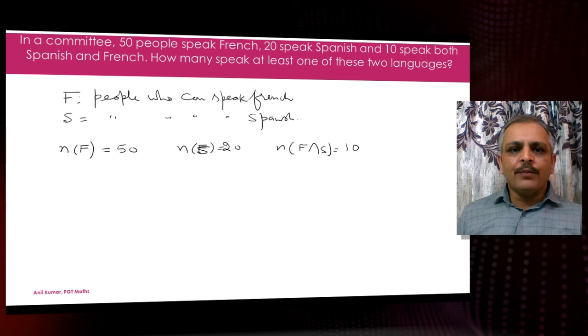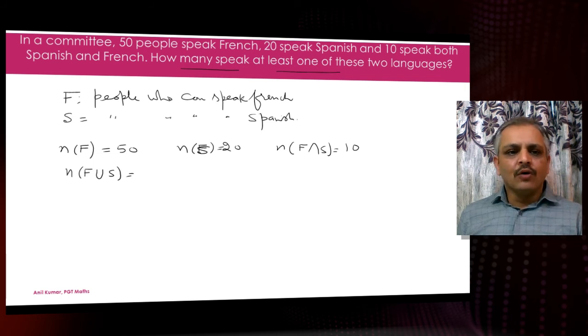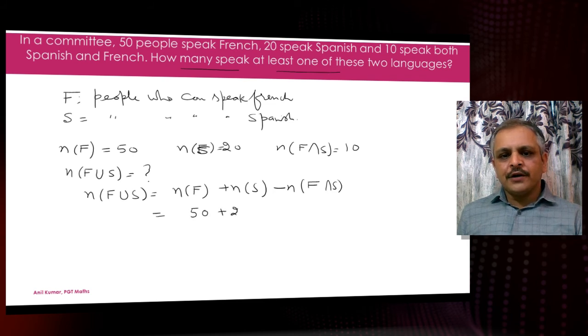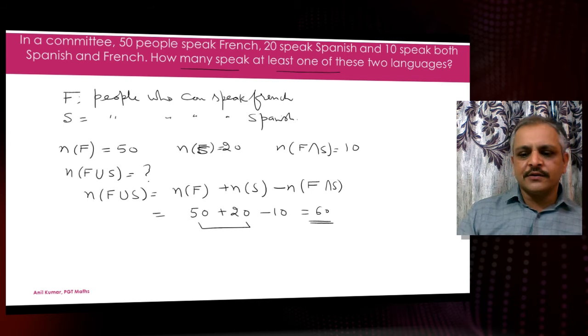And we have to find out how many can speak at least one of these languages. That means either French or Spanish. So union. And we know that number of people in F union S will be equal to number of people who can speak French plus number of people who can speak Spanish minus intersection of French and Spanish speaking people. So this we have to find out. Let's put the value 50 plus 20 minus 10. So 70 minus 10, that is 60 people who can speak at least one of the languages.